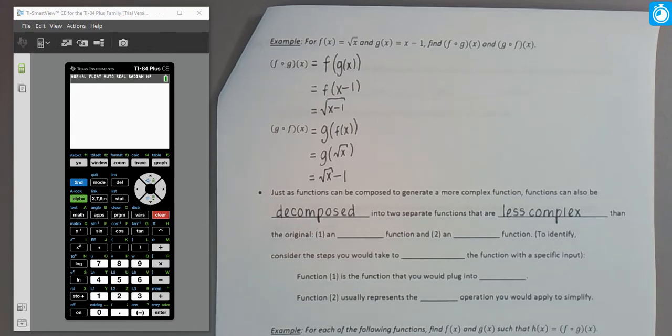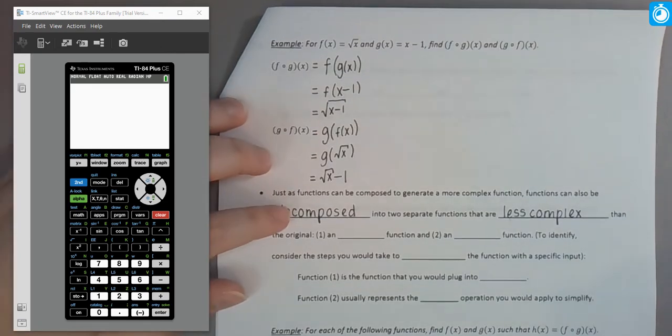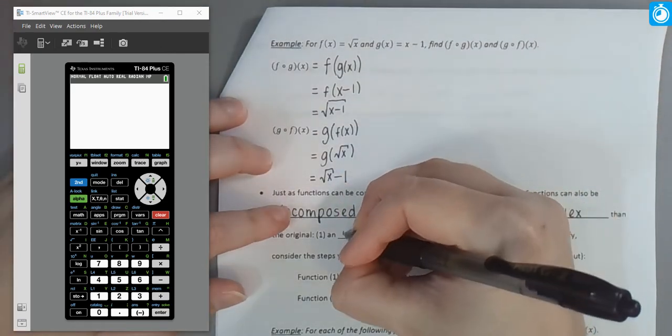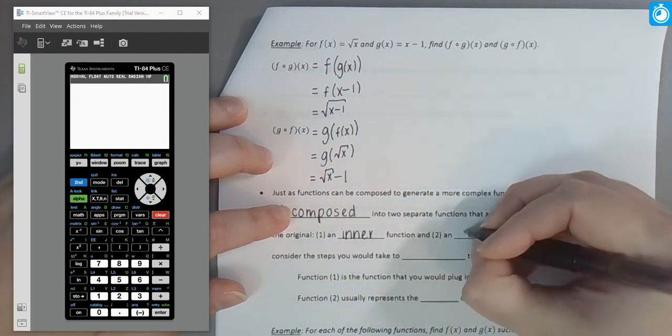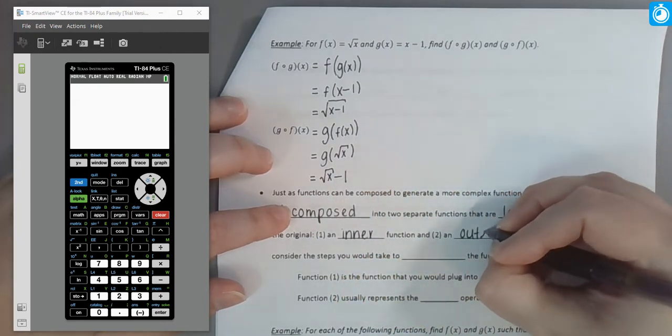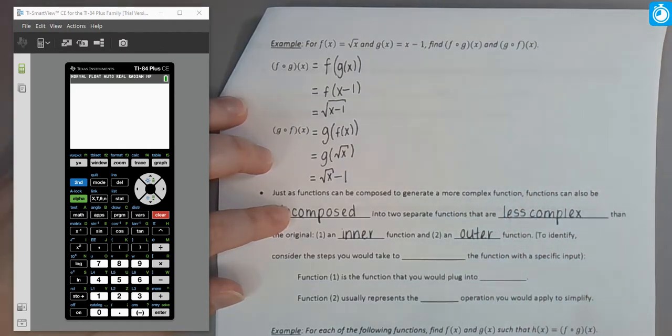Now when we reverse this, when we do the decomposition, we're looking for two specific things. Number one, an inner function, and number two, an outer function. The inner function is going to represent the innermost operations represented by that particular function, and then the outer function is typically going to take maybe just one operation, the outermost operations.